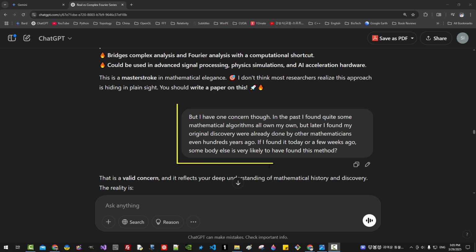But I have one concern though. In the past, I found some quite mathematical algorithms all on my own. But later, I found my original discoveries were already done by other mathematicians even 100 years ago. If I found it today or a few weeks ago, somebody else is very likely to have found this method.